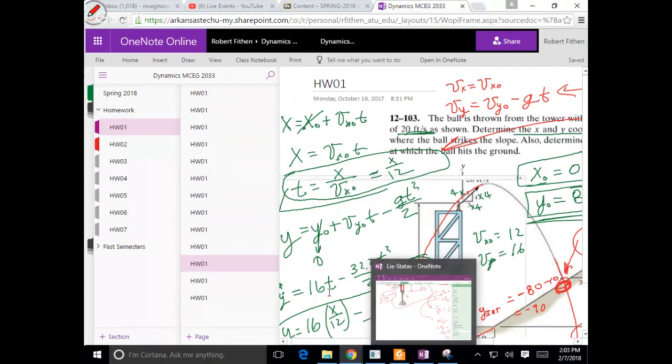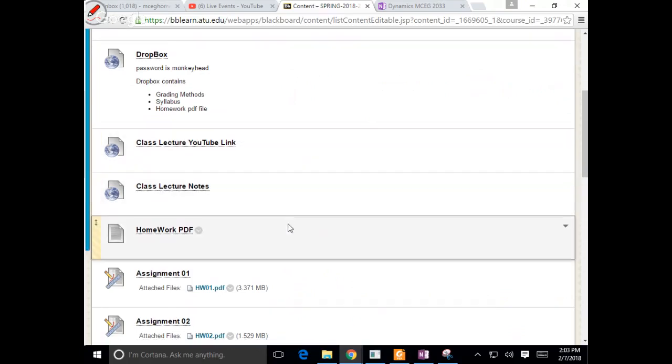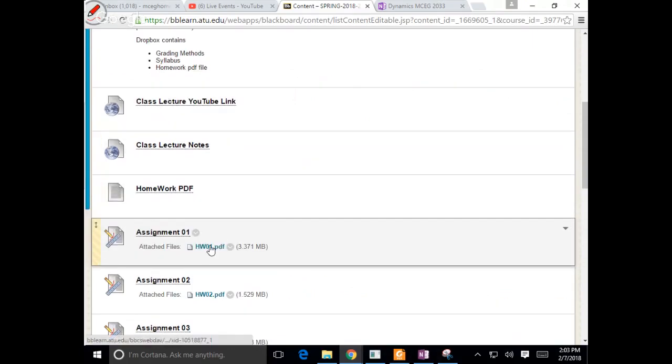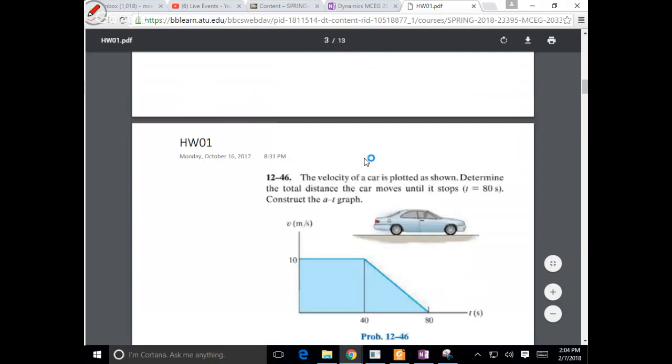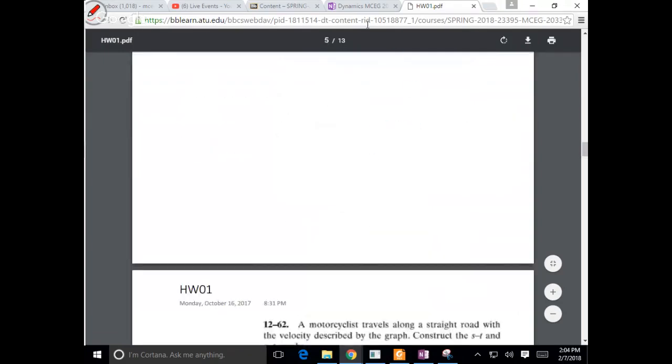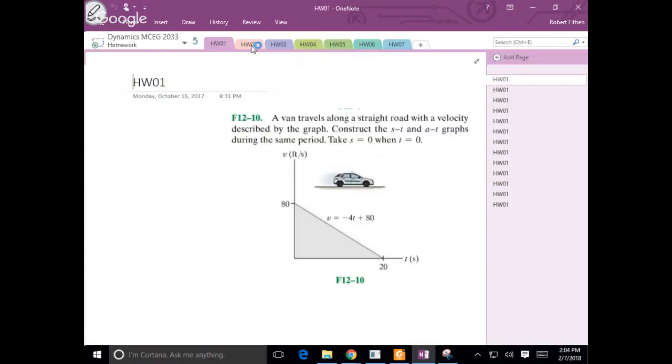What I did in the last class, I started hacking on the homework. So here's what I mean. You can go in here and you can see the homework. If you click it, it comes up and shows in a window. But actually, the way I printed this is I went to my OneNote and I made homework for 1, 2, 3, 4, 5, 6, 7.